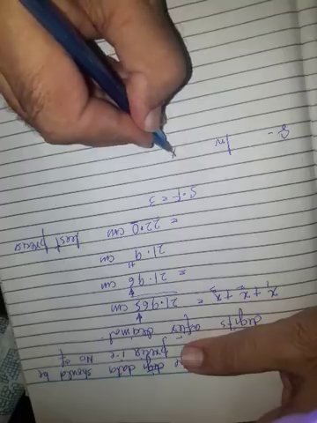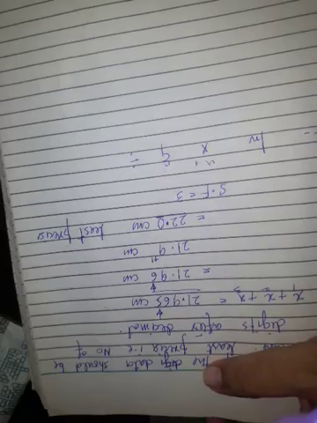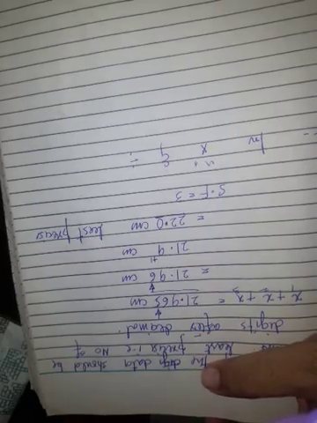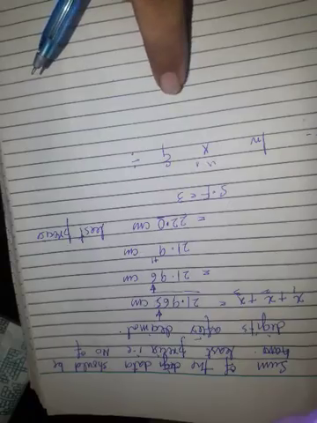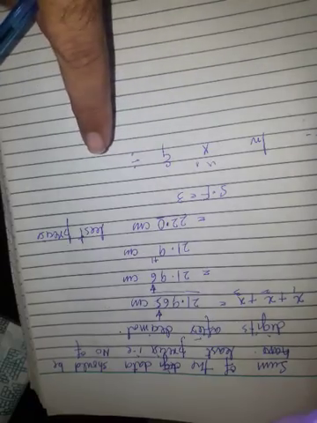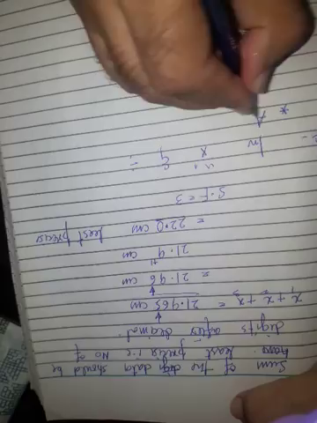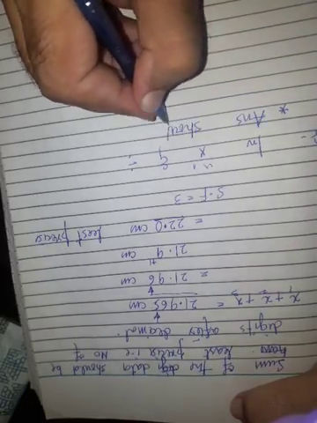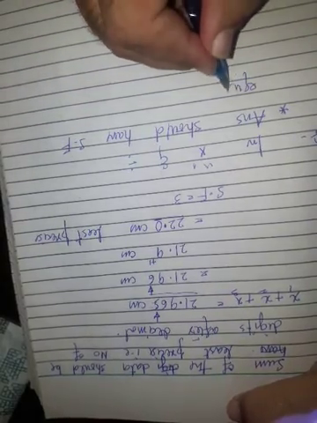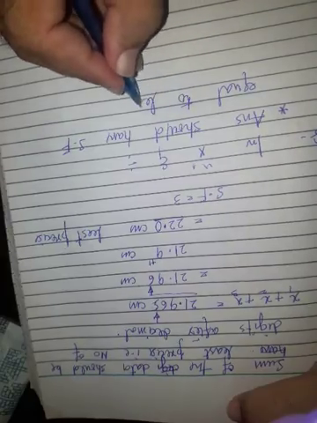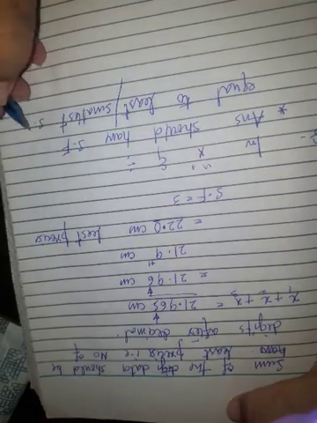Number 8. In multiplication and division, our answer should have significant figures equal to the least, the smallest number of significant figures in the data.